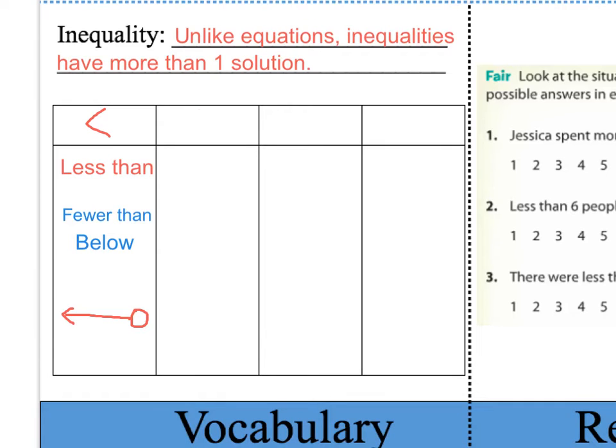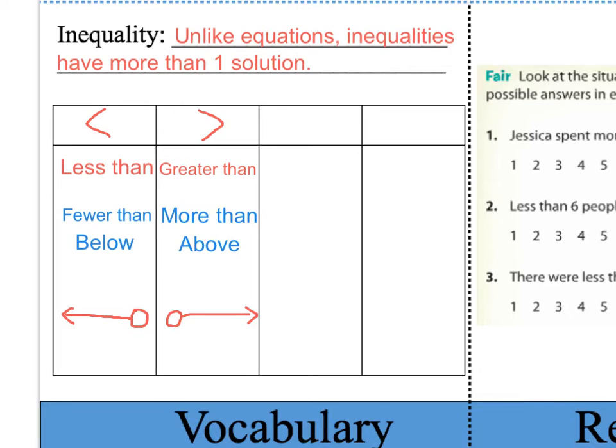The next symbol is the greater than symbol. And keywords that mean greater than are more than and above. And on a graph, you're going to use an open circle to identify that number, and everything to the right of that number will be a solution, where everything to the right of that number is greater than.